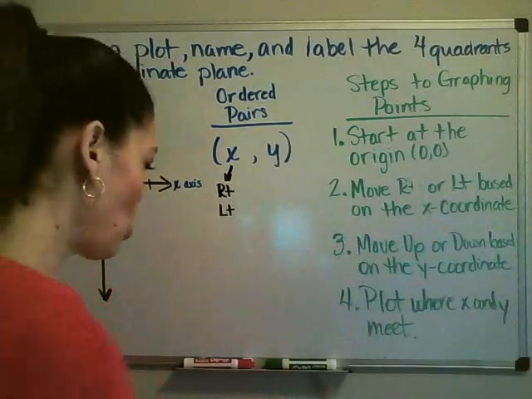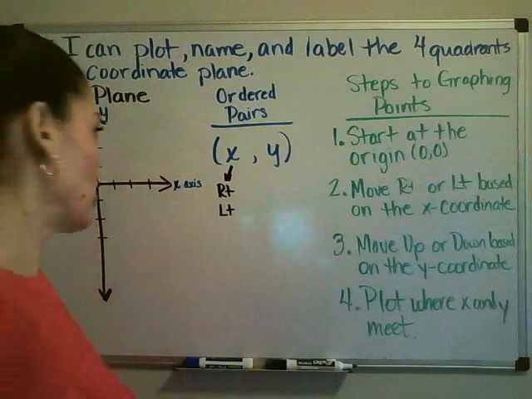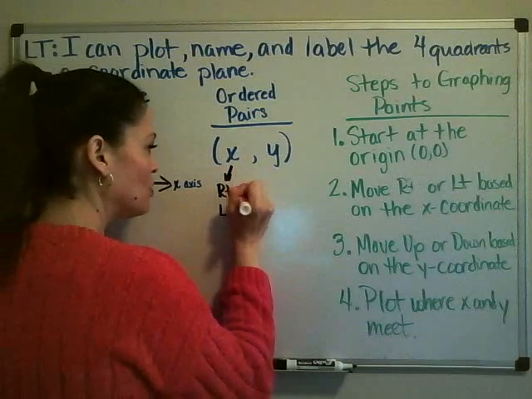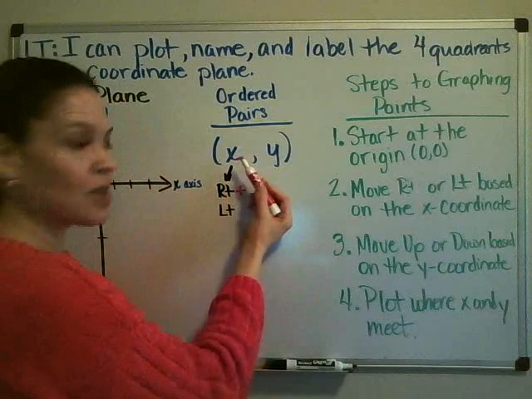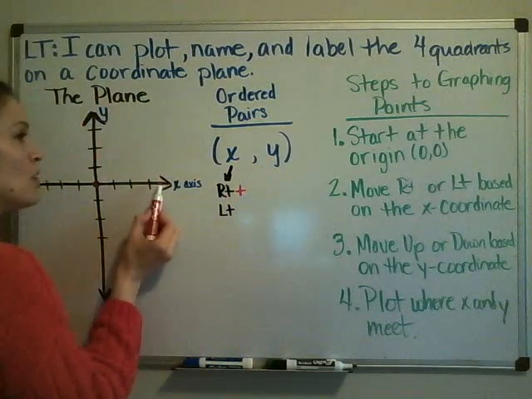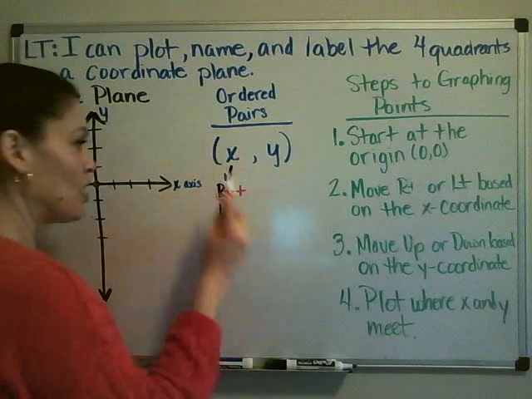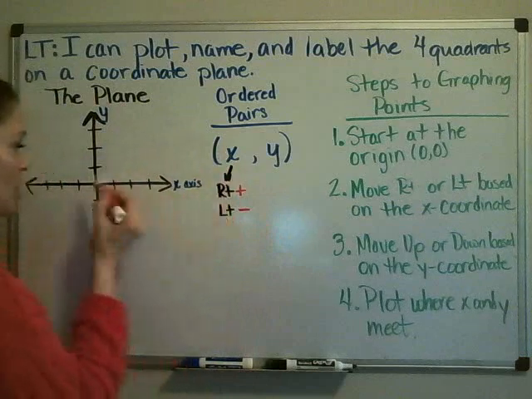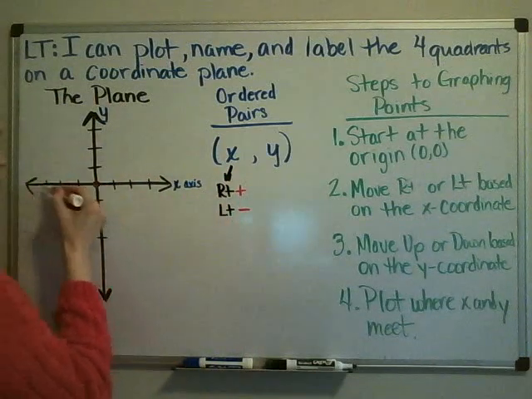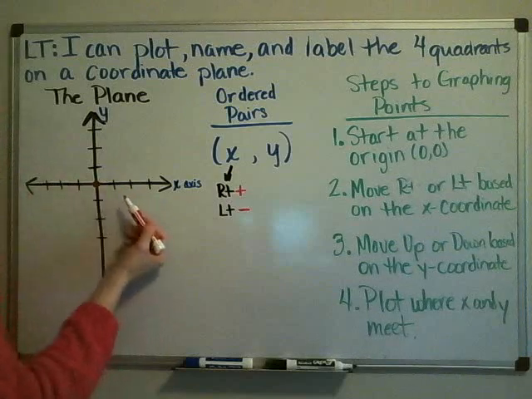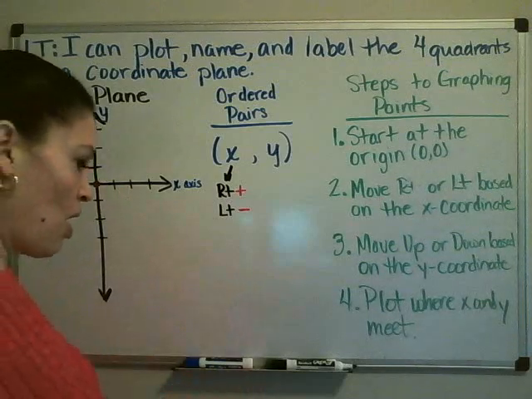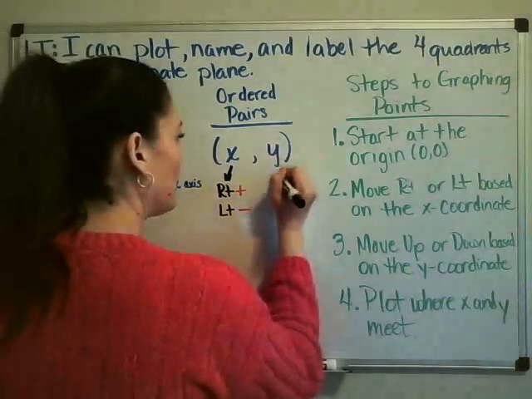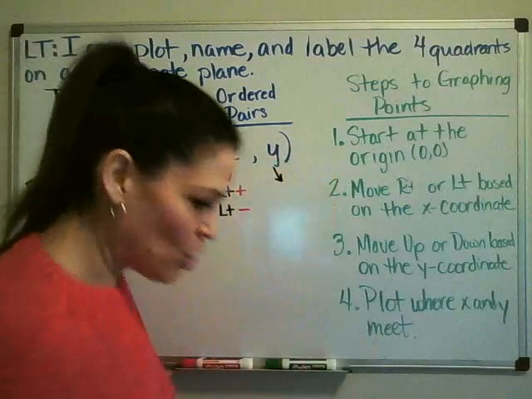Makes total sense. So we're going to add that signage, okay? So if the number is positive on the x, you're going to go to the right. If the number is negative on the x-axis, then you're going to go to the left so that you're traveling towards the negatives, right? It makes total sense. All right. Next is our y-axis. So look at the y-axis.